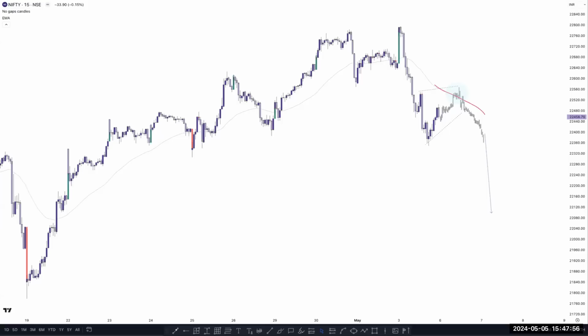Yes, you can say I don't use complete SMC. I use a few basic concepts of SMC like structure and inducement. Sometimes I use them, right. And the other part is impulse and correction, and I combine both things. And I use EMA for the additional confirmation for buy and sell. That's it.